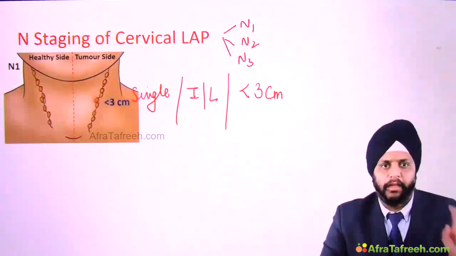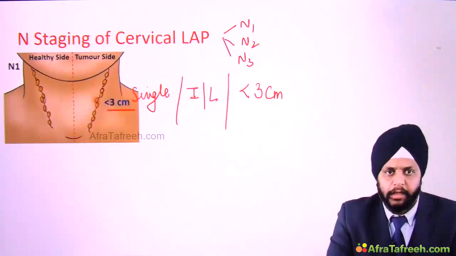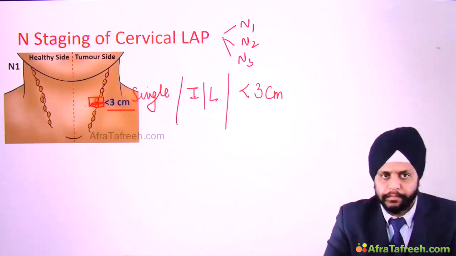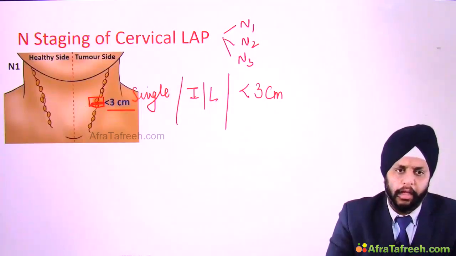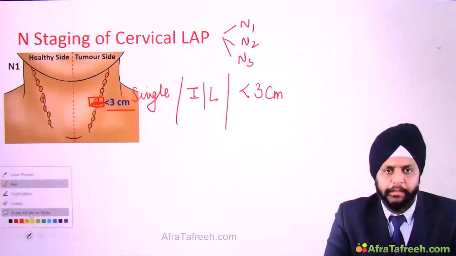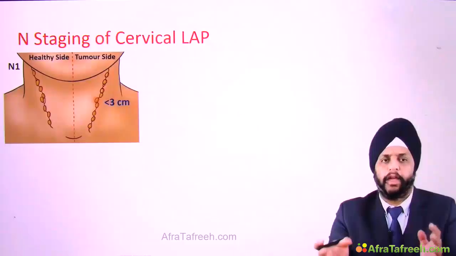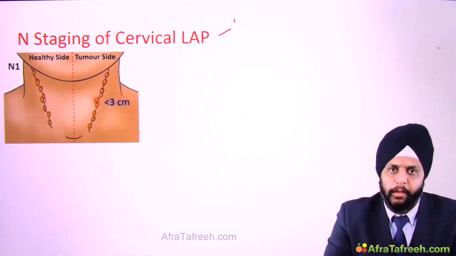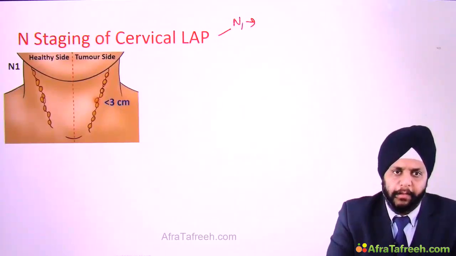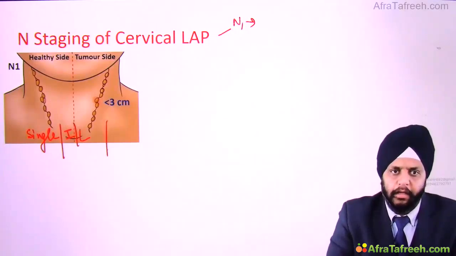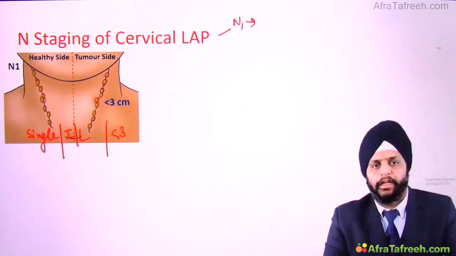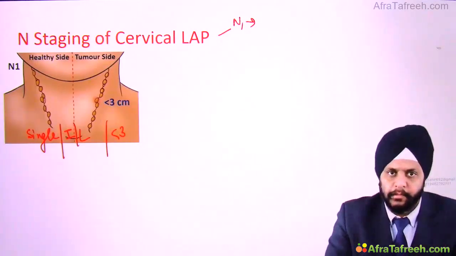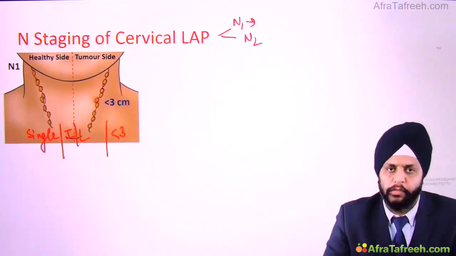Okay, so N1: less than 3 centimeter, single, ipsilateral, same side. Right? Now, unfortunately, the boy is not able to find such a girl. Okay, so he thinks that I am not able to find N1. That means that was his best option: single, ipsilateral, less than 3 boyfriends. Let me relax the criteria. Okay, so he goes to N2.